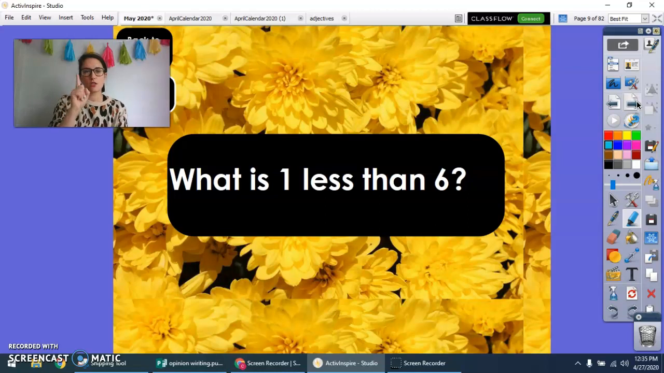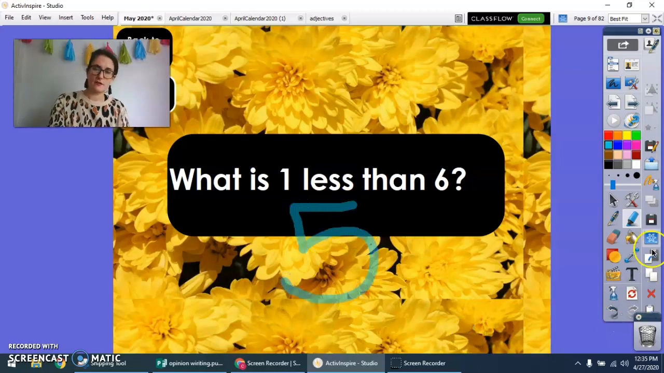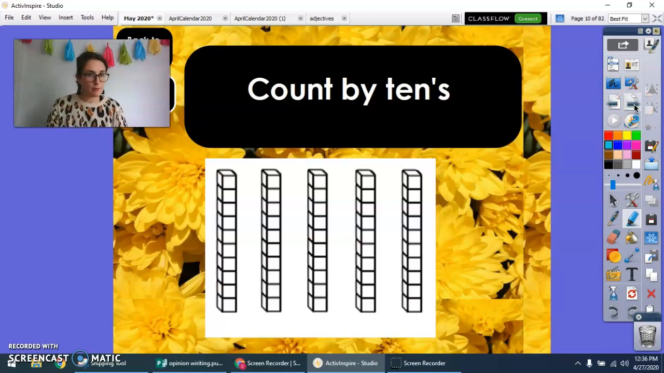Next question, what is 1 less than 6? 6. Take 1 away. 5. Good stuff. All right. And my last question of the day, count by tens.